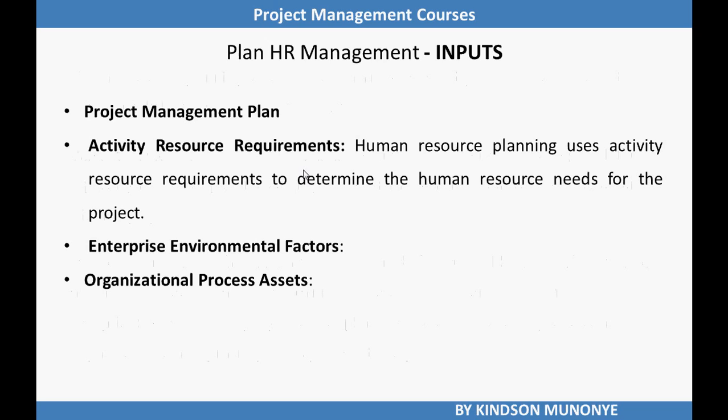Alright, we also need as an input activity resource requirements. Human resource planning uses activity resource requirements to determine the human resource needs for the project. Then we need enterprise environmental factors. The enterprise environmental factors that may influence the planned human resource management process include organizational culture and structure, existing human resources, geographical dispersion of team members, personnel administration policies, and marketplace conditions.